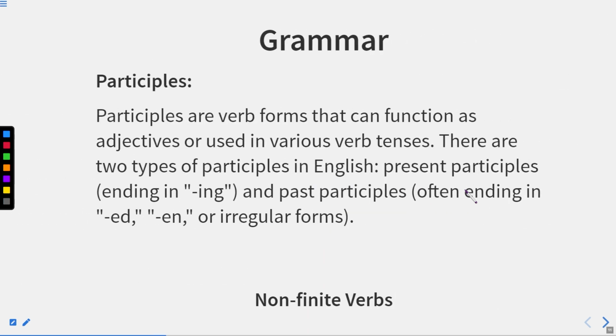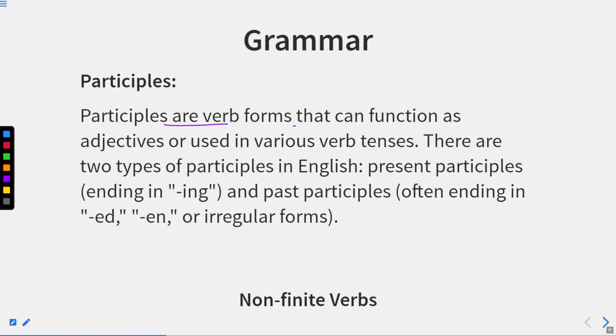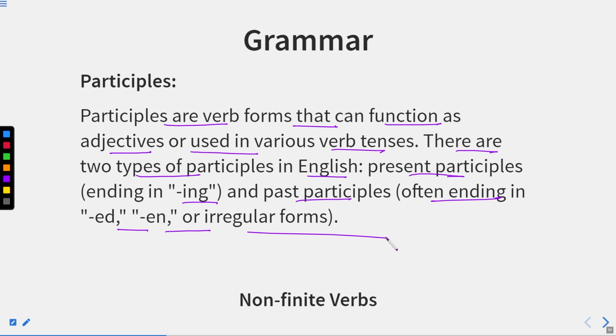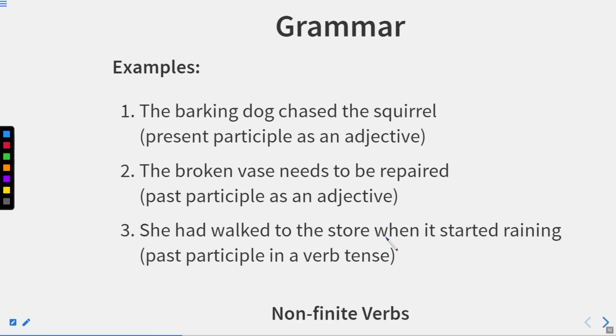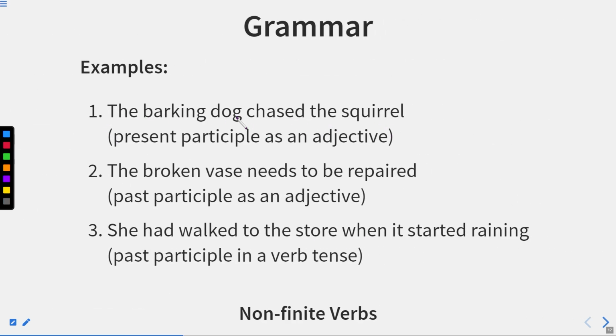Well, let us move to the next one. Participles. Participles are verb forms that can function as adjectives or be used in various verb tenses. There are two types of participles in English: present participles that end in ing, and past participles often ending in ed or en, or irregular forms. So we are going to elaborate on this part in the participles lecture only. The barking dog chased the squirrel. Now dog, which dog? So barking dog, this barking is telling us the quality or the state of that particular dog. So this barking is behaving like an adjective. This is a participle.